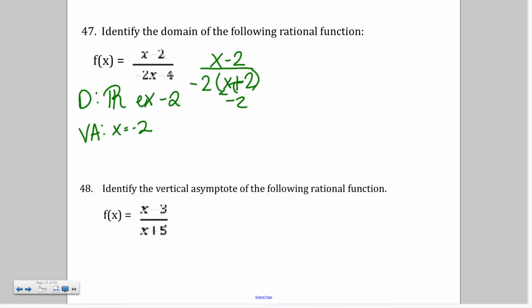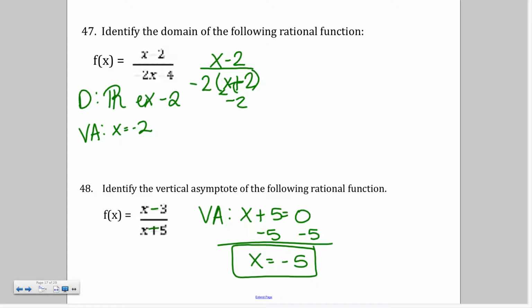All right, 48. Identify the vertical asymptote. Again, this is already factored. It's x minus 3 and x plus 5. Set the bottom equal to 0. Sorry, that should be an x. So x plus 5 is equal to 0. Subtract 5. And x is equal to negative 5. So that's our vertical asymptote.